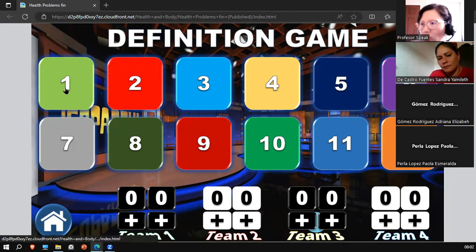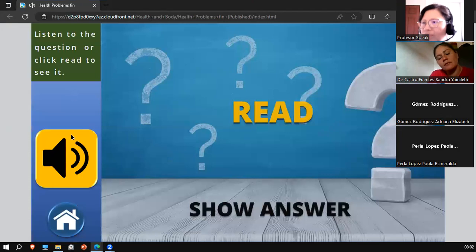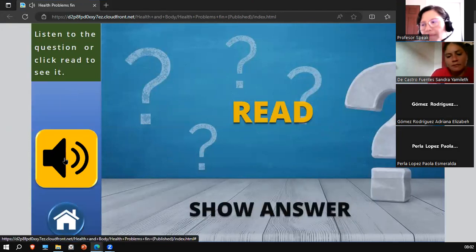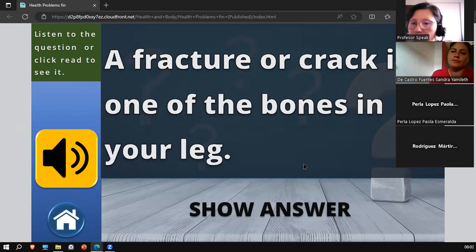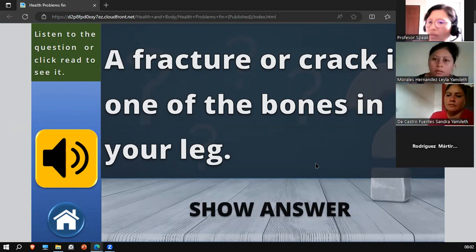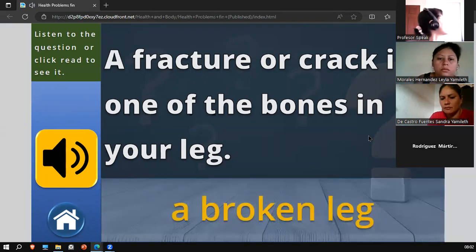So please pay attention. A fracture or crack in one of the bones in your leg. So what do you think is the answer for this one? Broken leg. But raise your hand, ¿verdad? Vamos a levantar la mano con esta. Correct, okay? A broken leg. That is correct. Very good.